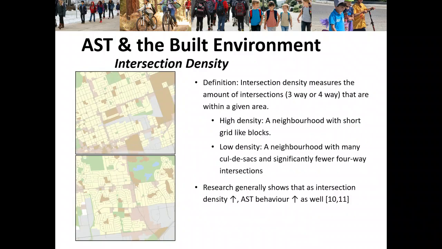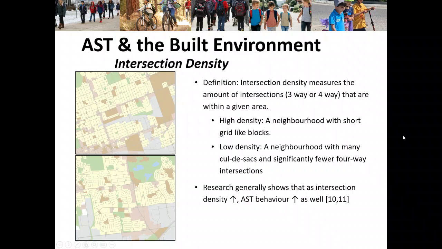The next is intersection density. Intersection density measures the amount of intersections, either three-way or four-way intersections, that are within a given area. A T intersection like you see here is a perfect example of a three-way intersection. You have three segments of roads intersecting together, creating a T. So there's three directions cars could be coming from. And then we have the classic four-way intersection where you have the cross, the X, whatever you want to call it, where four cars are coming from four directions and kids need to interact with that.